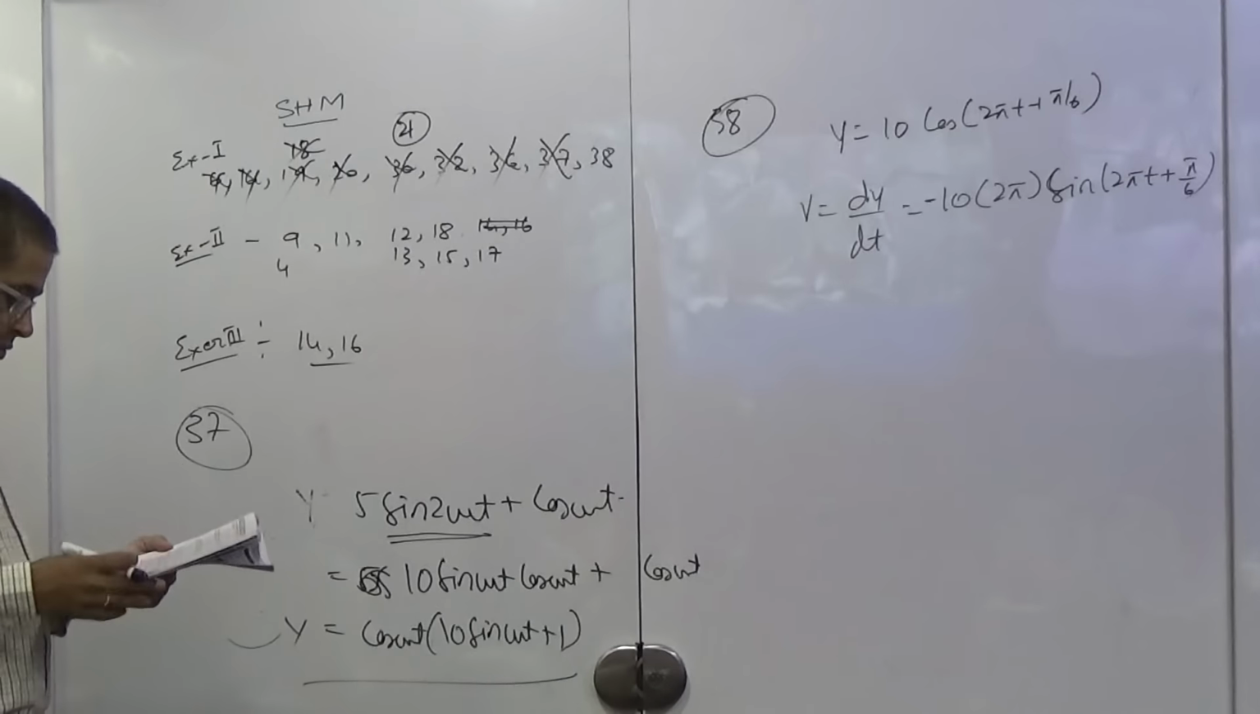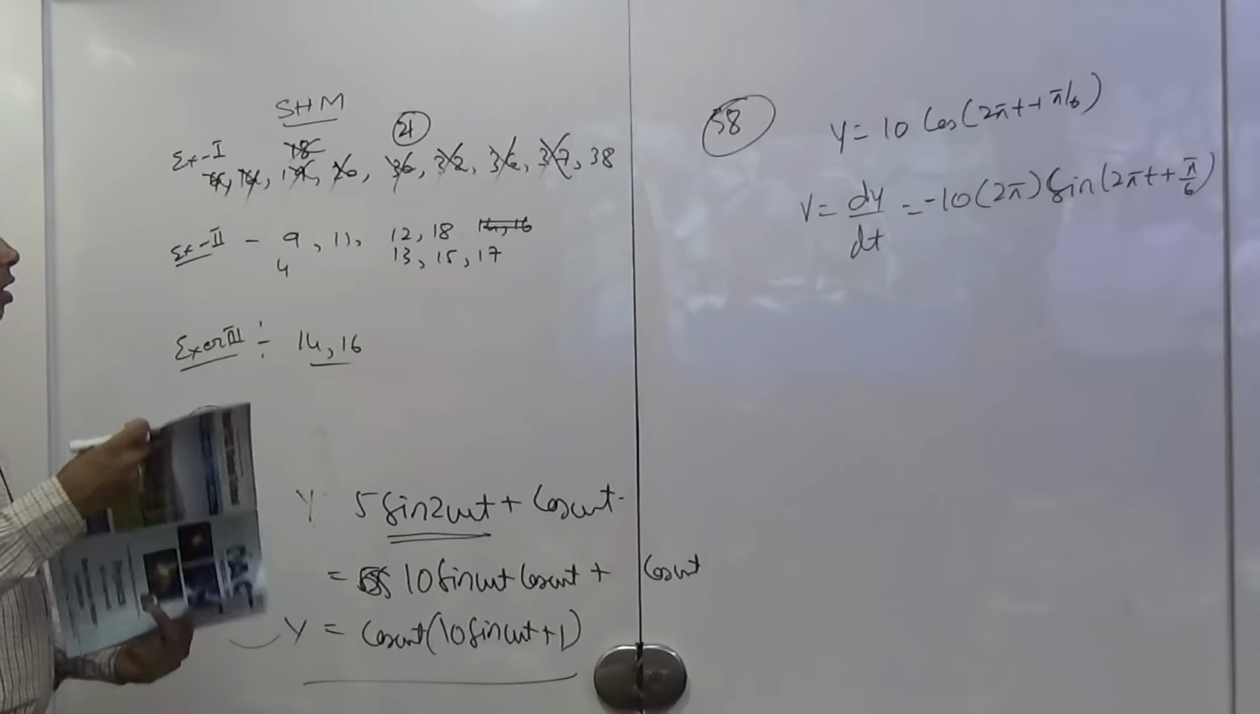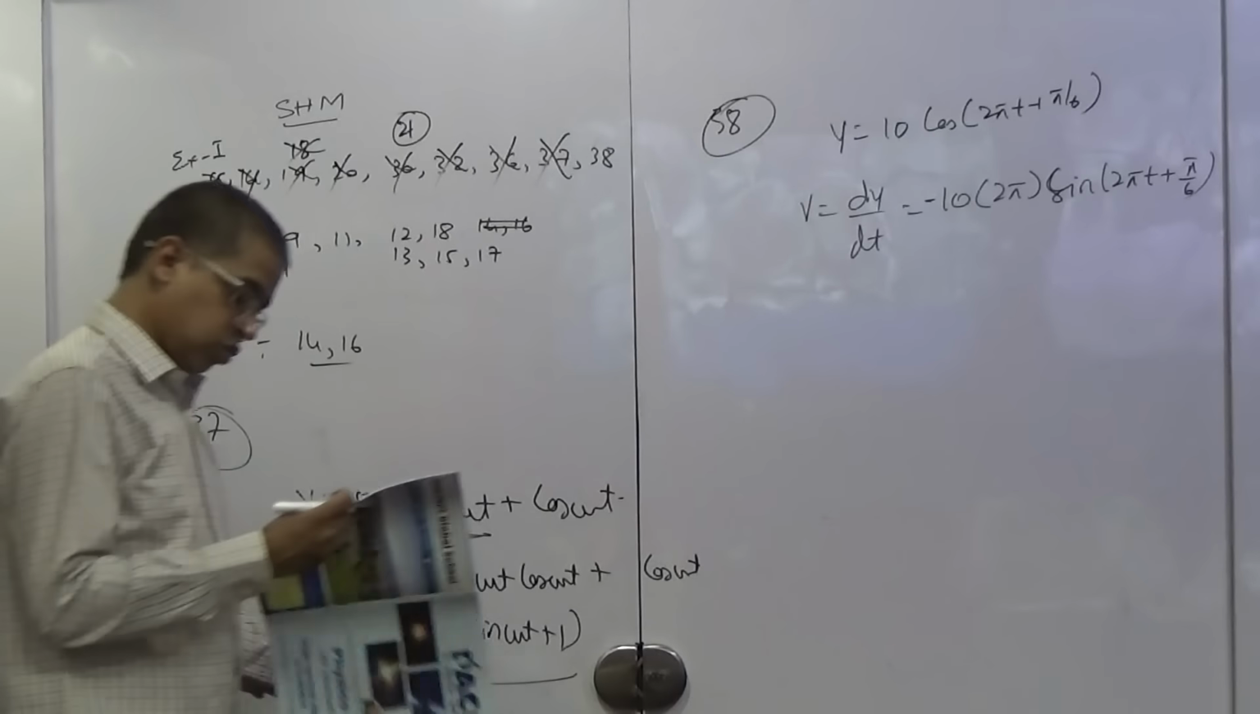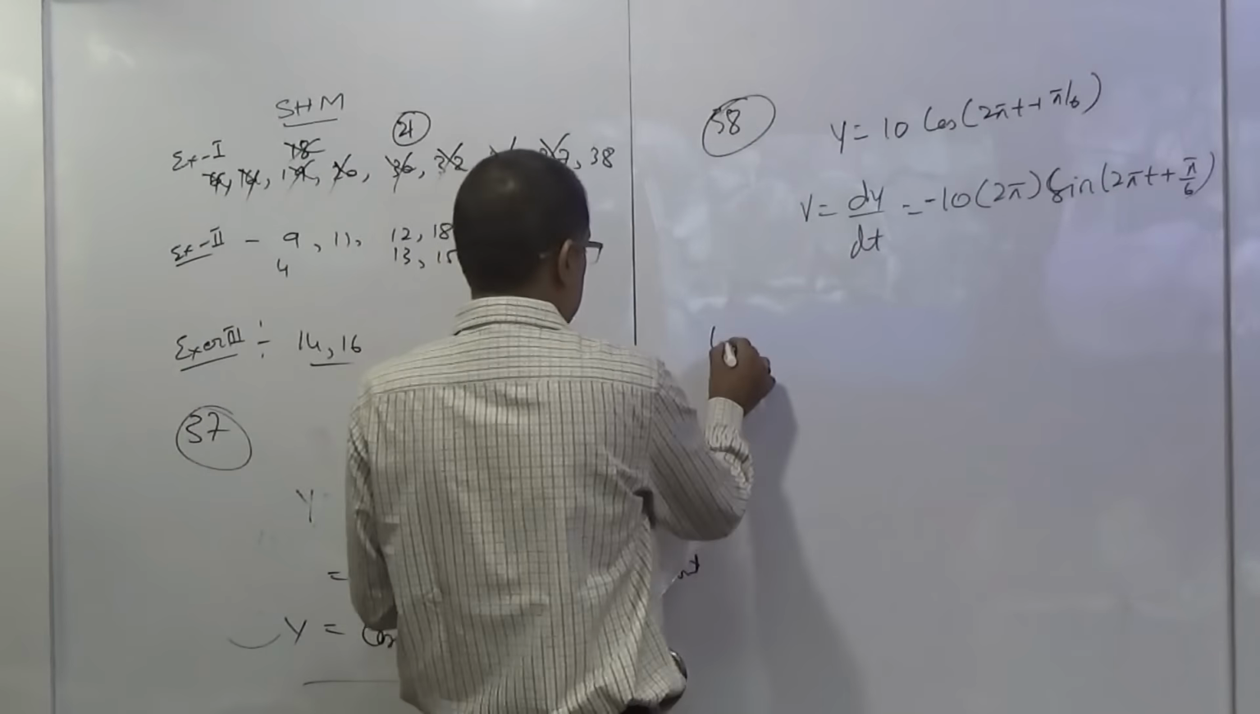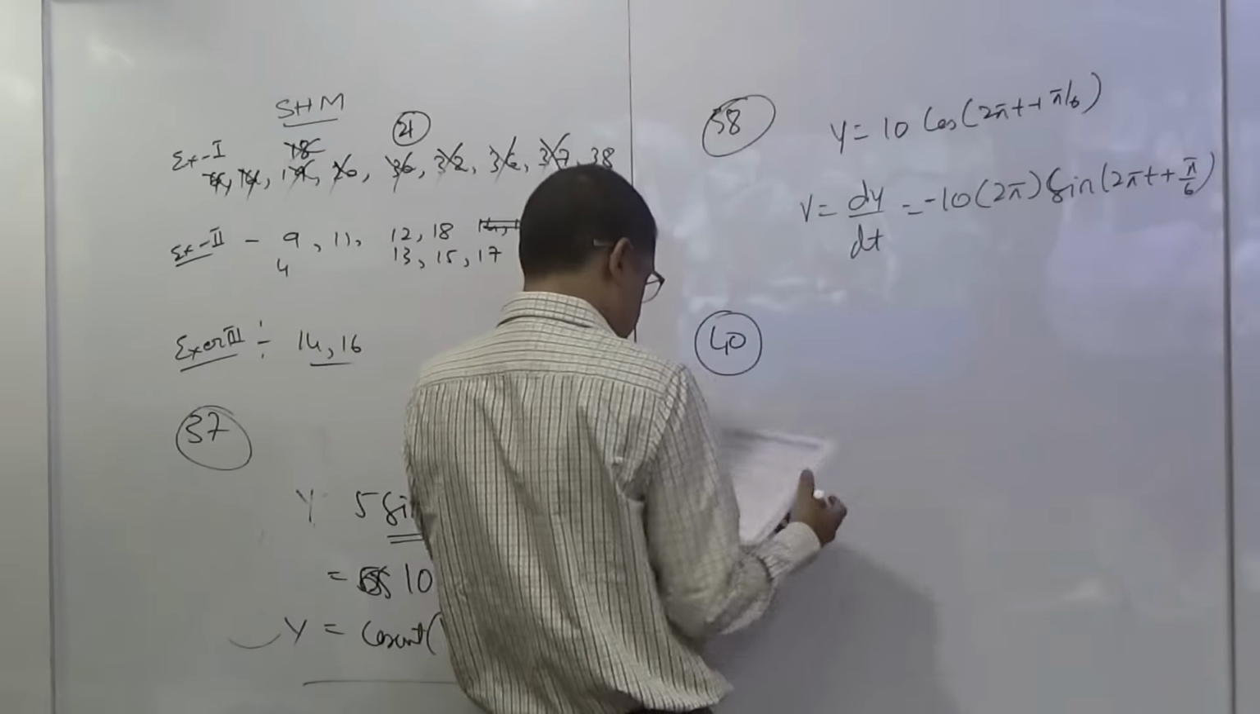Sir, 43 also. Sir, can you do 40 also? 40 also, 43 also. Sir, 43. 40, okay.